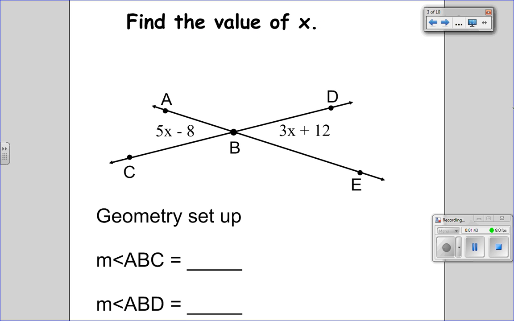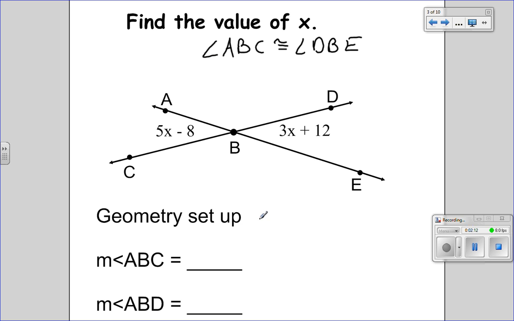So let's practice using some vertical angles and finding the value of x. Here we have two lines, AE and DC, that are intersecting at point B. This angle here is opposite this angle. In other words, they're across from each other, so they form a vertical pair. And we learned earlier in this lesson that if we have vertical angles, then angle ABC is congruent to angle DBE. So we know angle ABC is 5x minus 8.